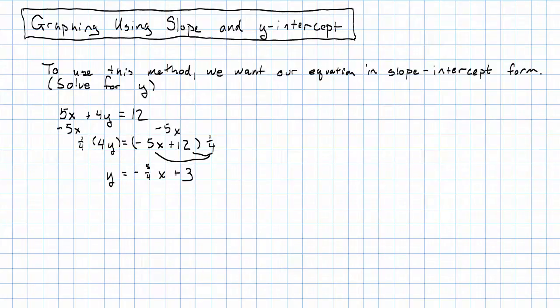And so we see, looking at this form, here's our m, and here's our b. Our slope is negative 5/4, and our y-intercept is 0,3.